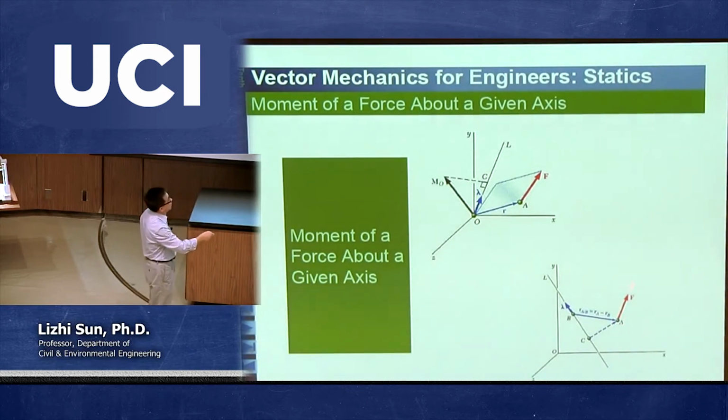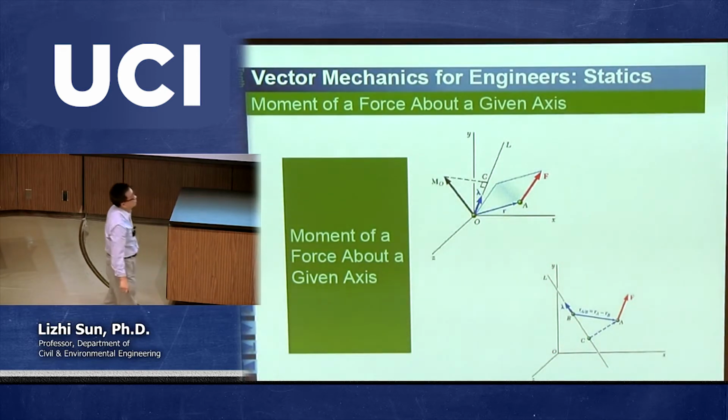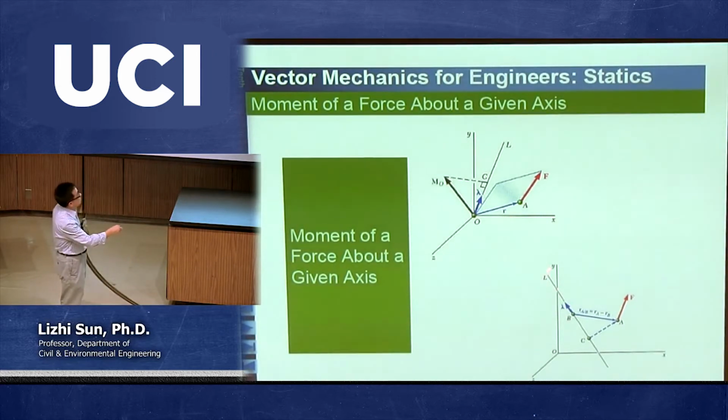and there's a force acting on point A, then what is the moment of this force about this given axis? You see, this time, this given axis is not passing through point O. So it just basically saying this can be any given axis. Of course, given axis means you need to know the direction. In other words, you need to know lambda, right?